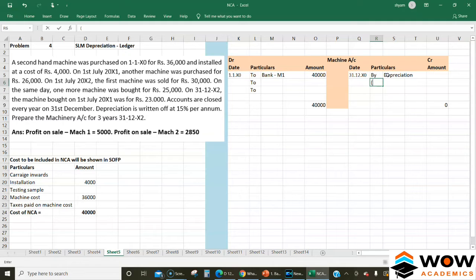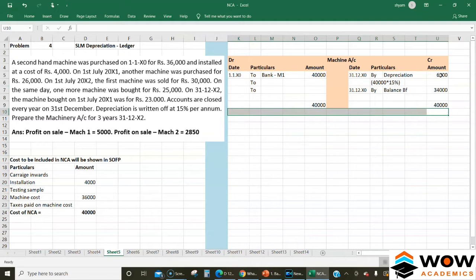So it's going to be 40,000 into 15%. That should be 6,000, but still we will use Excel. On the same date, we can show the balance carried forward. So carried forward is 34,000. Done. So this year the account is closed.